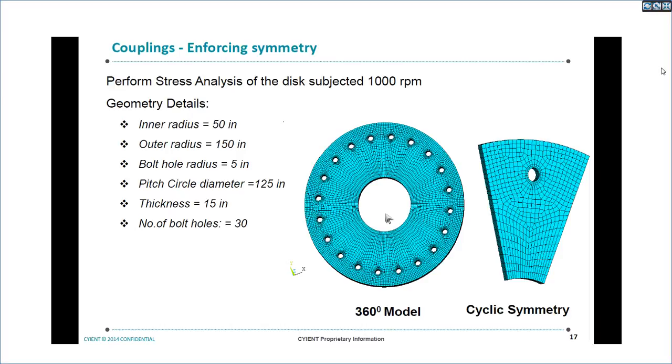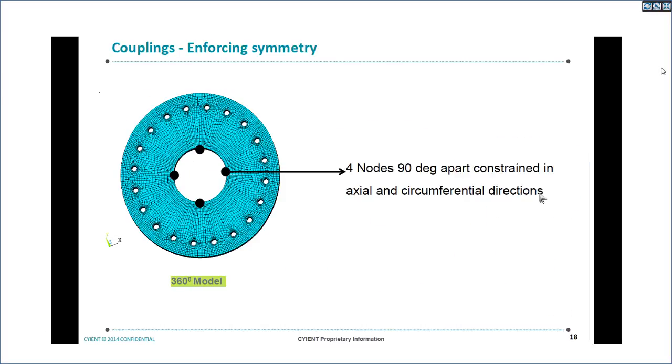Let us understand a simple problem on enforcing cyclic symmetry. So this is the geometry details. So inner dia, outer dia, and there are a number of holes here. So the number of holes is 30. So this is the 360 degrees model. So we can take one equivalent sector here. So in the 360 degrees model, as we discussed earlier, we can constrain 4 nodes in axial and circumferential directions.